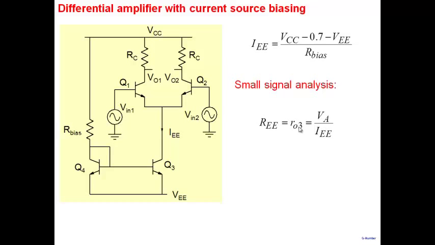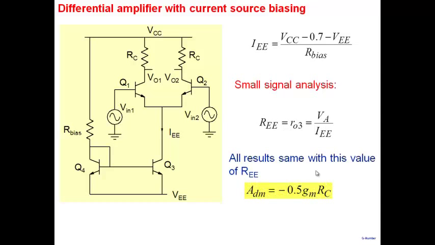And R03, we note, is early voltage divided by the net current that flows through this particular transistor. So therefore, this transistor Q3 acts simply as a resistor, R03, with the value VA by IE. And now all the results remain the same. Note that in the collector we have not changed anything. So differential mode gain, common mode gain, everything remains the same except that wherever REE is there, we replace it by R03. So ADM remains the same.